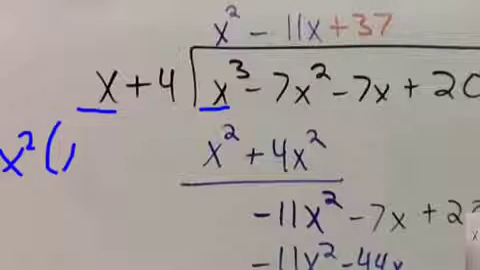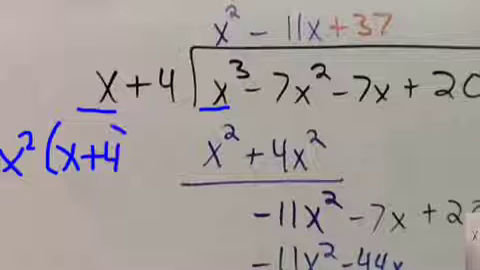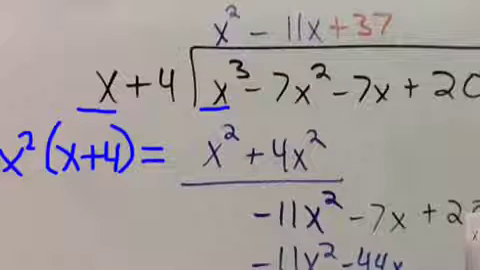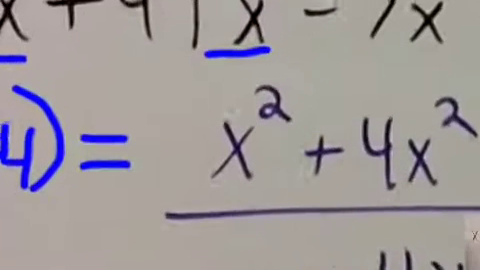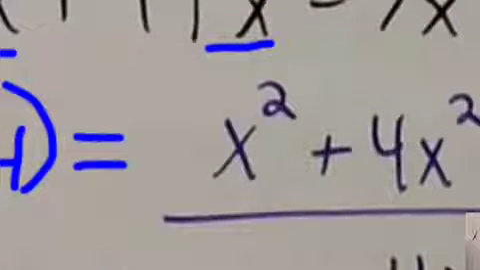times x plus 4 equals this. Now I can already see where I made a mistake. That's my bad. You're basically doing the distributive property for this whole thing. This should be an x cubed. That's x cubed. Alright, zoom back out.